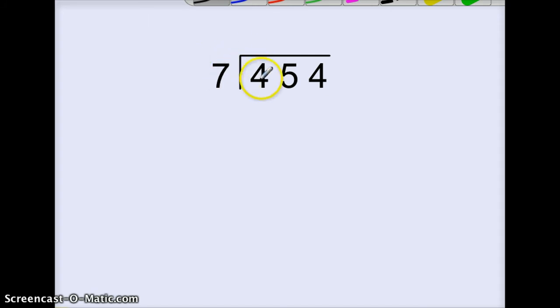So, 7 does not go into 4. Well, guess what I do? Now I'm going to look at these numbers together as a group. I'm going to look at 45. Now, instead of asking how many times 7 goes into 4, I'm asking how many times does 7 go into 45, because we could not do 7 into 4.